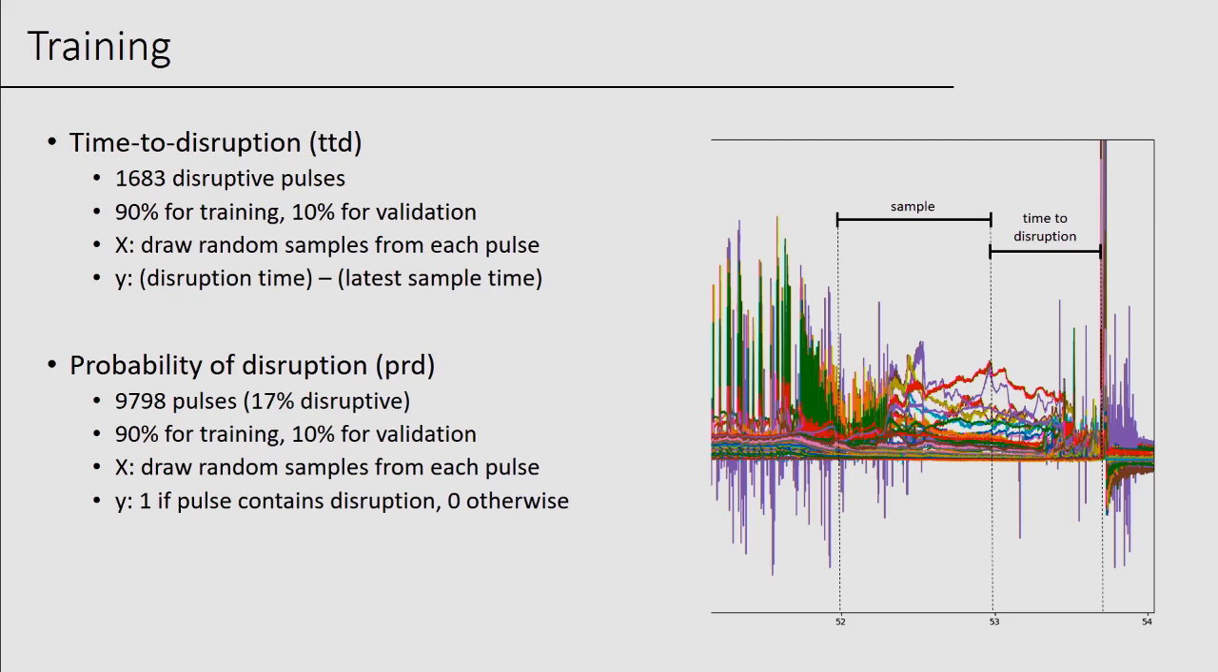If we're training the other variant, we just have to know, is a disruption occurring in this pulse or not? If it is, it's 1. If it's not, it's 0. So we're going to draw random samples, use a very large batch size, because here we are using the raw signals, not the images. So the raw signals, the data is quite small. We can use batch sizes like 2,000, 3,000.